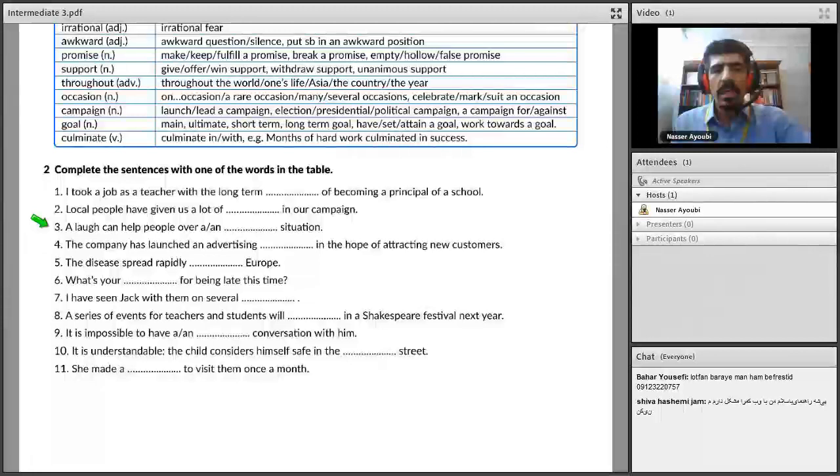Number 3. A laugh can help people over an awkward situation. 4. The company has launched an advertising campaign in the hope of attracting new customers. 5. The disease spread rapidly throughout Europe.